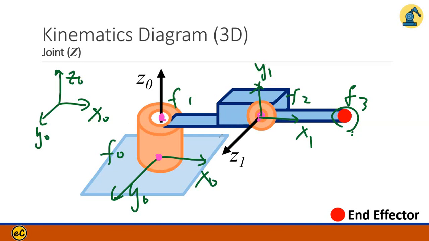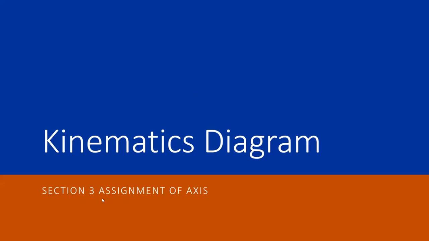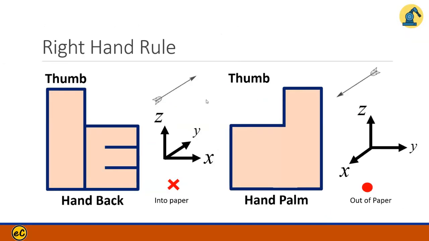Right here you set up the coordinates, the assignment of the axes. But there are some rules. We will talk about the rules in the picture. There is a right-hand rule, and you always want to use the right-hand rule.